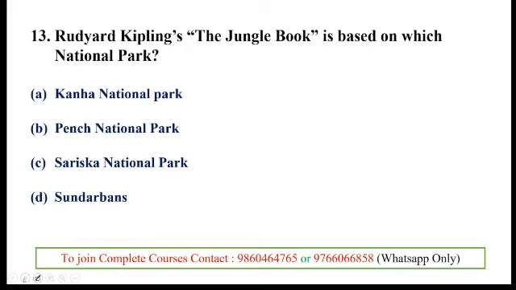Then the next question: Kipling's Jungle Book is based on which national park? You are aware of Kipling and the Jungle Book, and he wrote the Jungle Book based on a national park. That is the Kanha National Park, on which the Jungle Book is based. Clear?